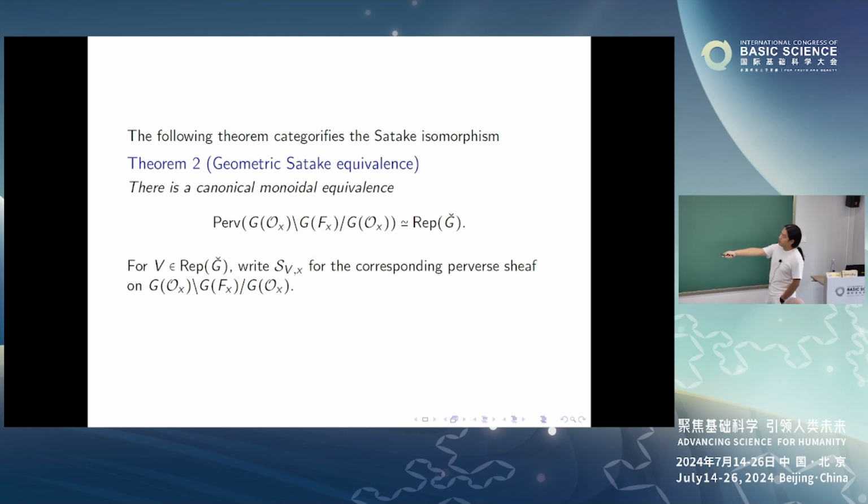Therefore, for any representation V of G-check, we would obtain a perverse sheaf on this double quotient, which we denote by S_{V,x}. It is actually some intersection cohomology sheaf on the Schubert variety of the affine Grassmannian. So we denote it by S_{V,x}.